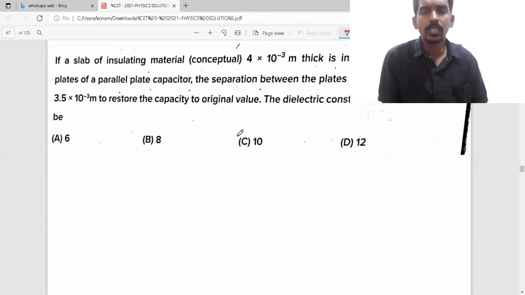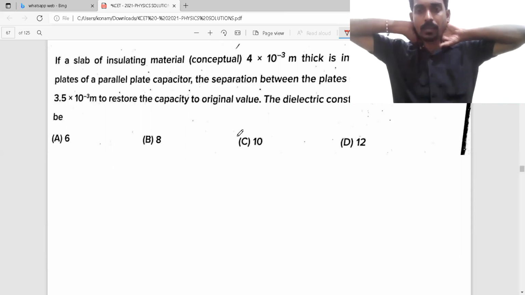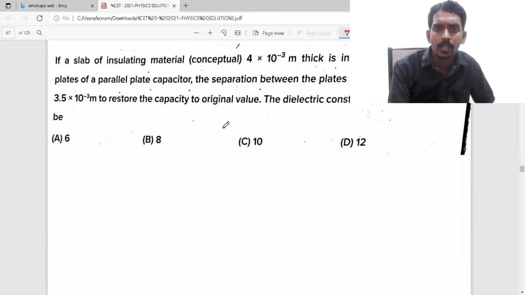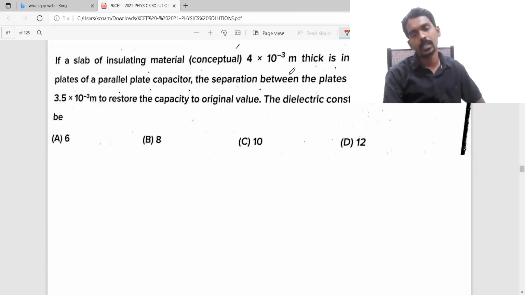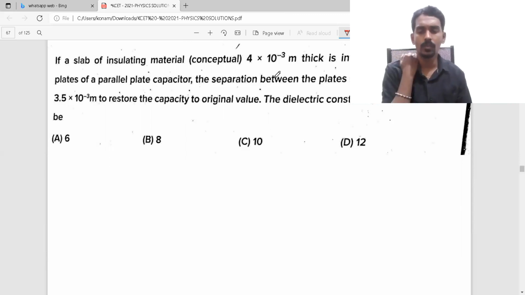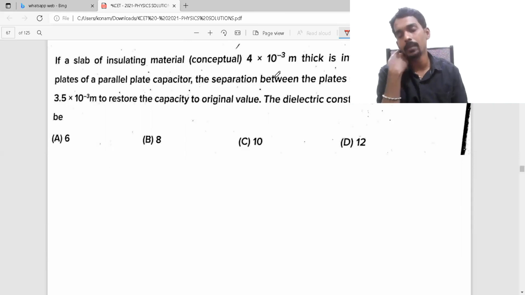Now this is one kind of question, shortcut formula based. Like if a slab of insulating material having this much thickness is introduced between the plates of a parallel plate capacitor. That means with initial separation D between the plates, that much is introduced. So without dielectric it is epsilon naught A by D. Now with dielectric it will increase.